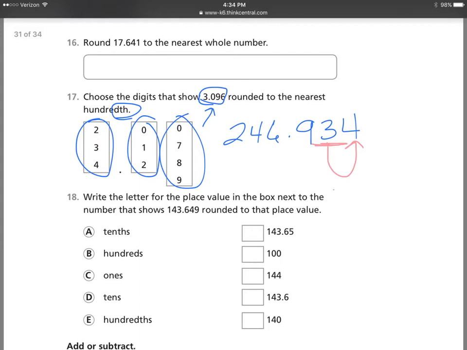So bring that 3 straight down, or write the 3 down, and everything after the 3 will become a 0. Everything before the 3 will stay the same. That includes the decimal. And here you have your final answer, 246 and 93 hundredths. I'm going to say hundredths and get rid of that 0, so I don't have to say 930 thousandths.